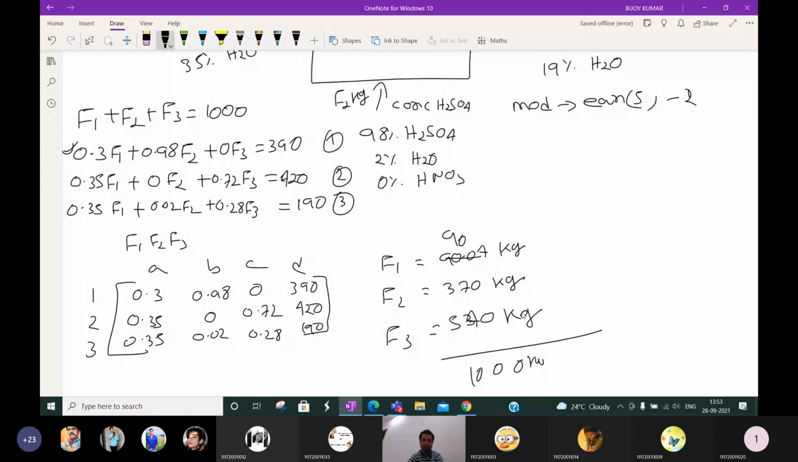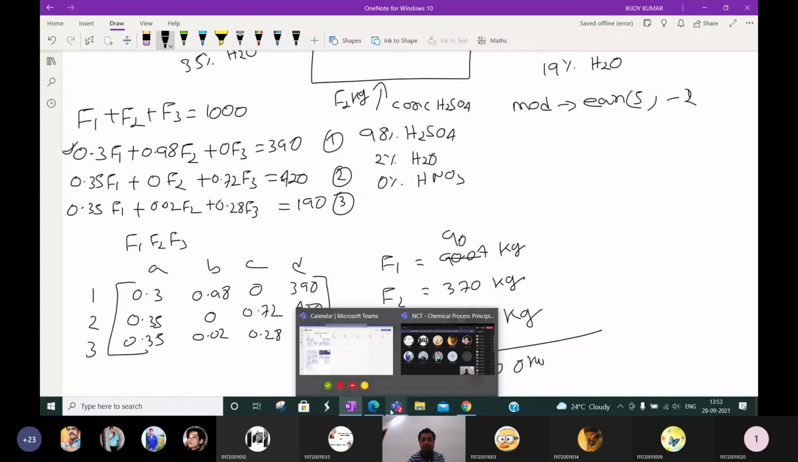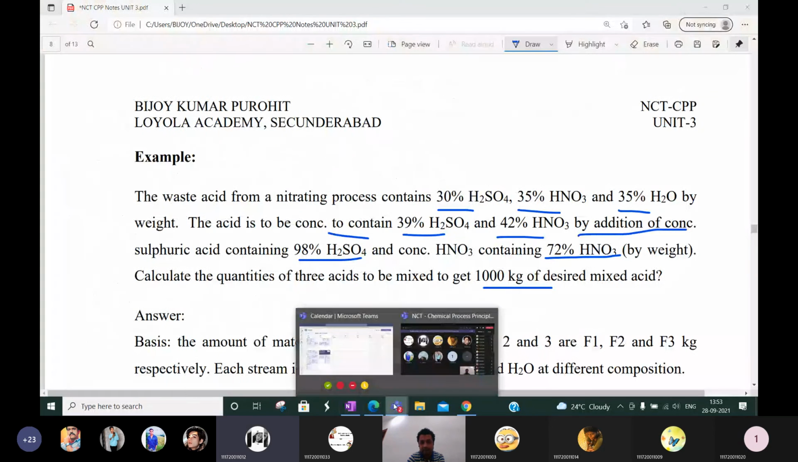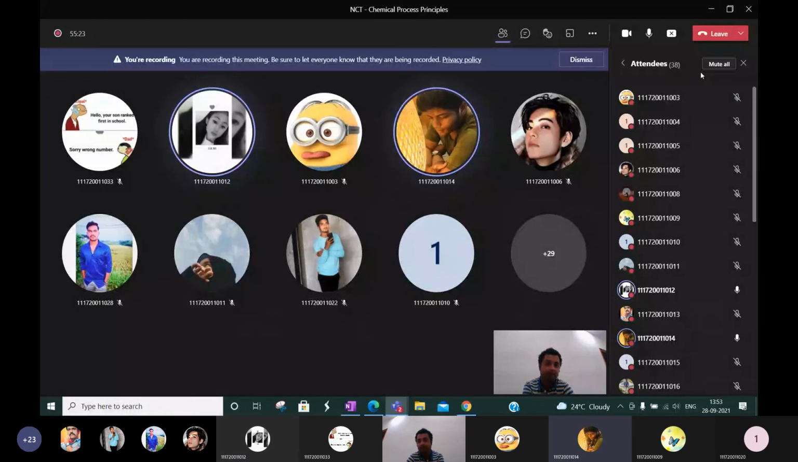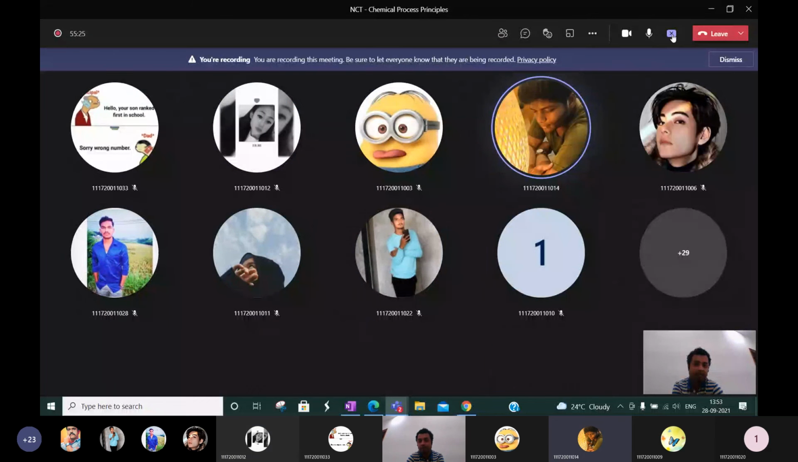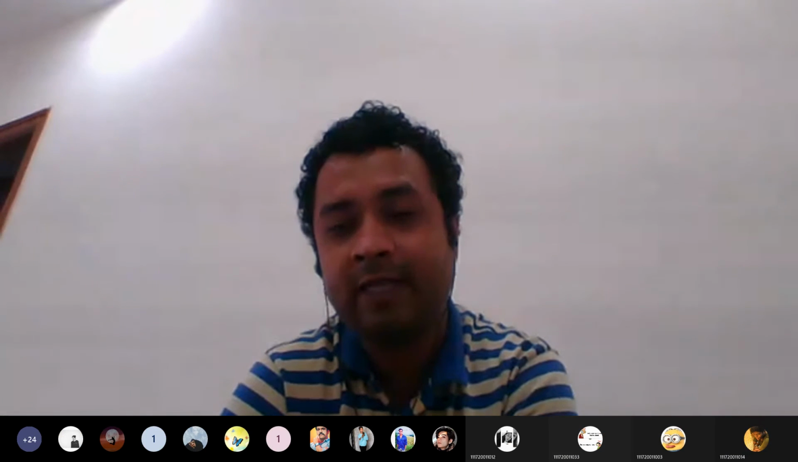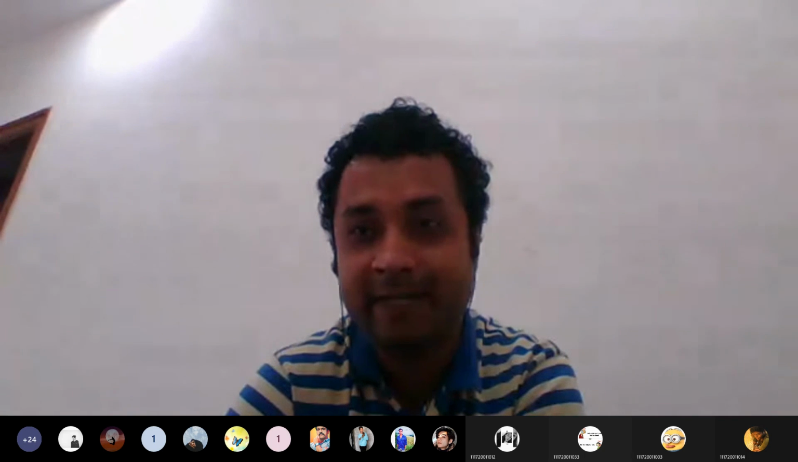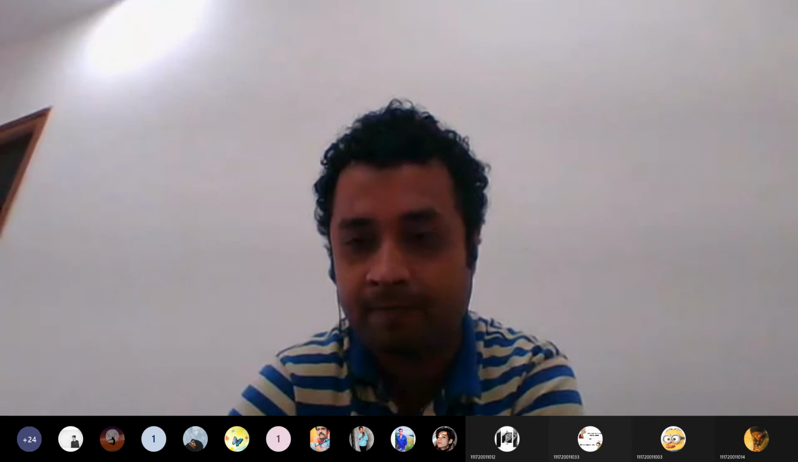So in the last class we discussed two-component mixing, and this is the three-variable type of mixing. Next, suppose four components or four variables come. Then what do you have to do? We will discuss that in the next class. For that type of problem, you can't use the calculator; you have to use the matrix formula. I will discuss that in the next class. We don't have time right now.